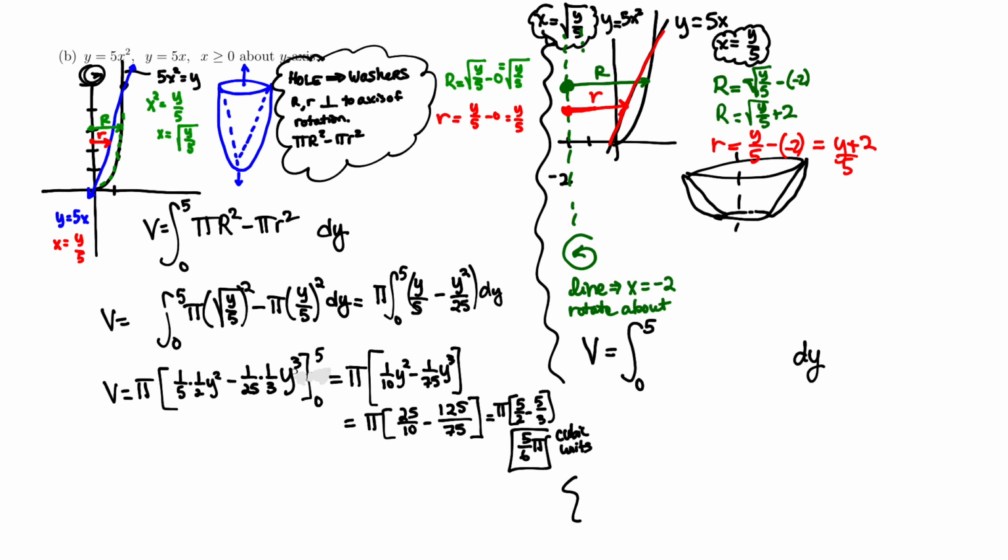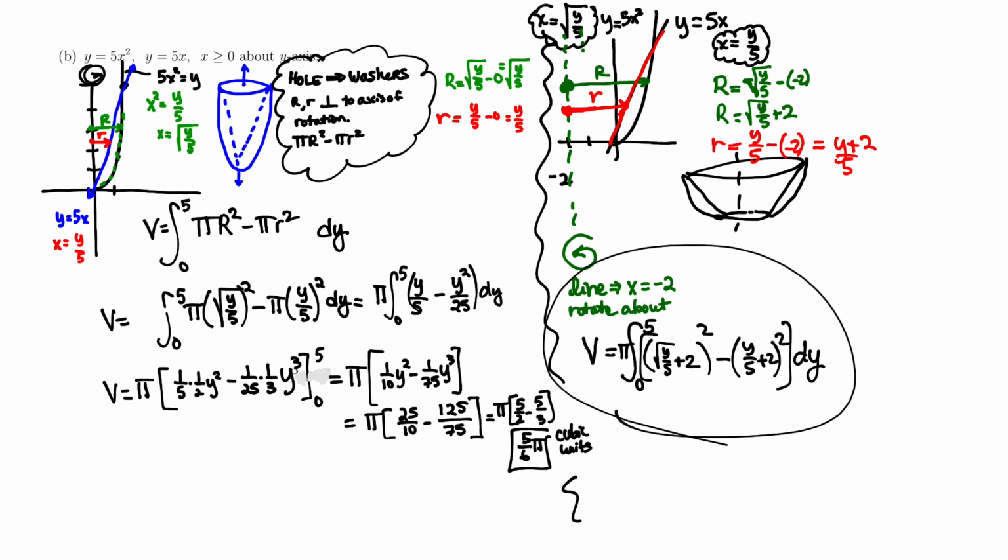So when you go to integrate, you take big R squared, which is square root y over 5 plus 2, minus little r squared, y over 5 plus 2. And that would be the integral setup for that particular problem. Do you guys see it?